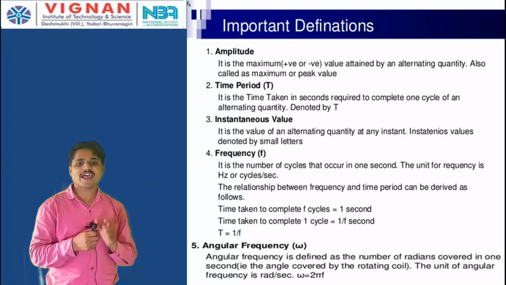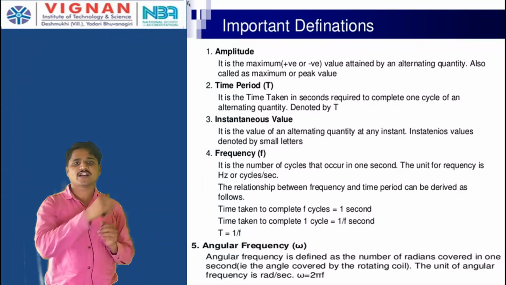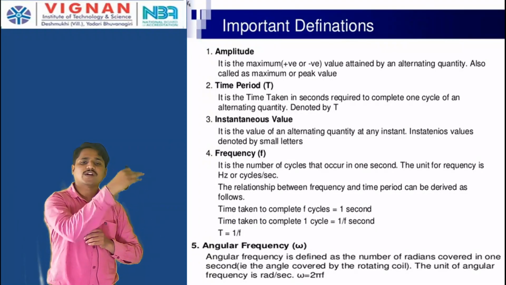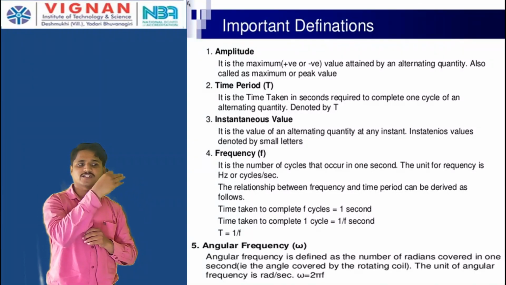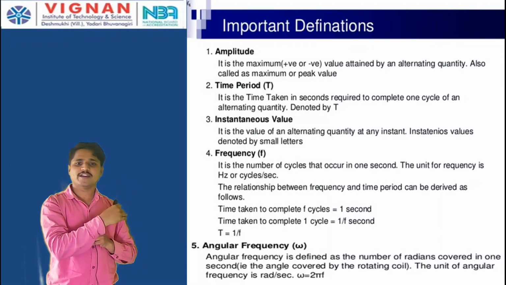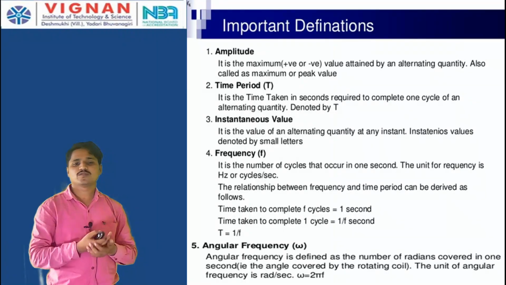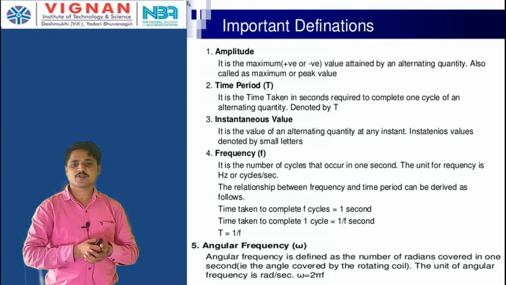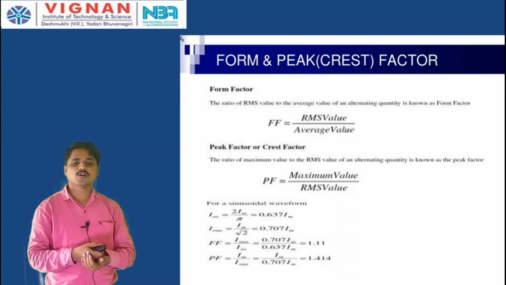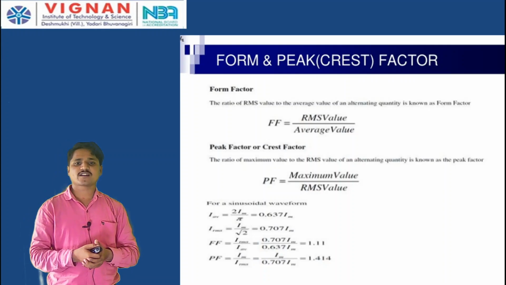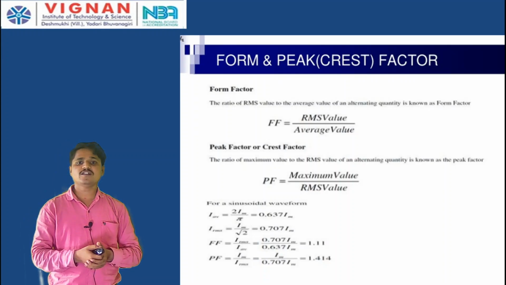So, radians per second is the angle covered by the rotating coil. The coil is rotating, so what is the angle it covers? 0 degree, 90 degrees, 180 degrees, 270, 360 like this. So, pi by 2, pi, 3 pi by 2, 2 pi. Like that. Okay. Now, next is the form factor, peak factor and crest factor.